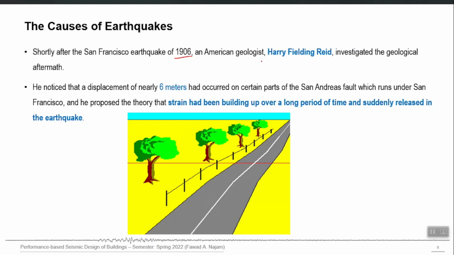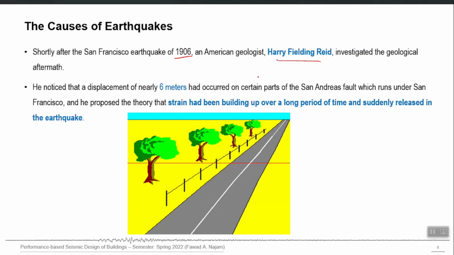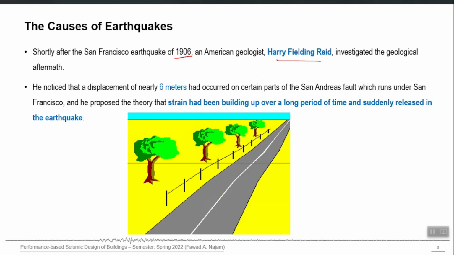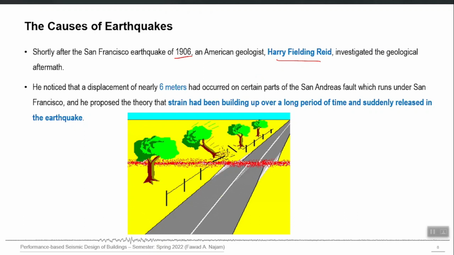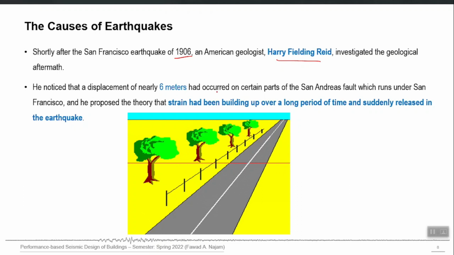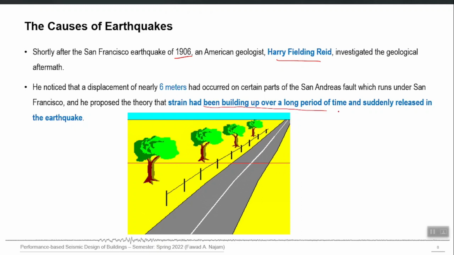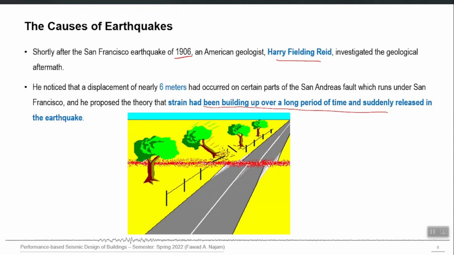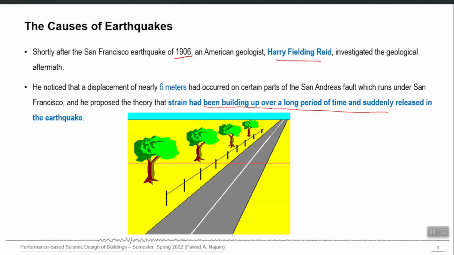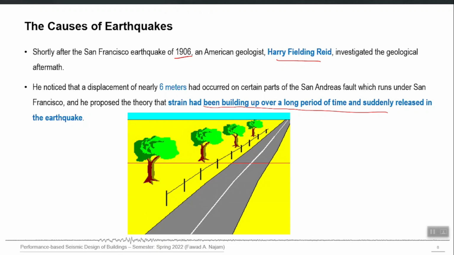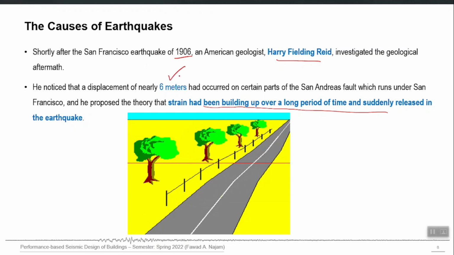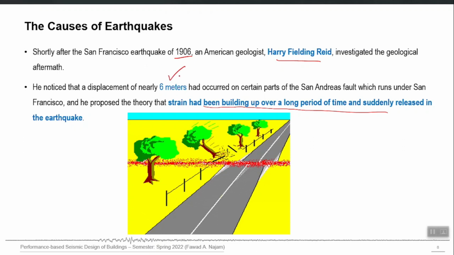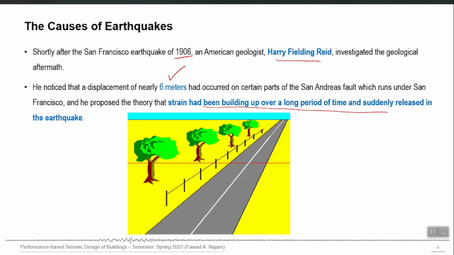An American geologist, Harry Fielding Reid, investigated the aftermath of that earthquake and he proposed a theory. The theory was that strain had been building up over a long period of time and was suddenly released in that earthquake. He said that we can see clearly around 6 meters of relative displacement between 2 points on Earth, which was not there before.